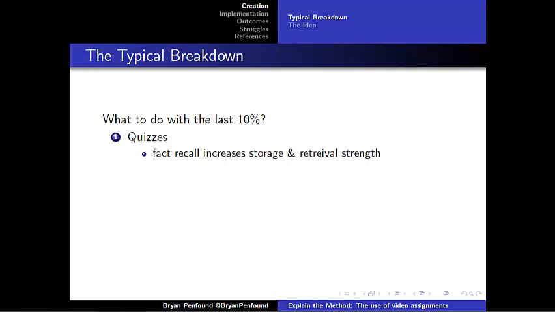It's been shown that assessments such as quizzes that ask for fact recall increase both storage and retrieval strength of those particular memories that we would like our students to have in their long-term memory store. However, if I do decide to allocate this last 10% to quizzes, then my full breakdown is 100% testing. And I already have a final exam and 2 term tests that are high in fact recall that are going to help with storage and retrieval strength.